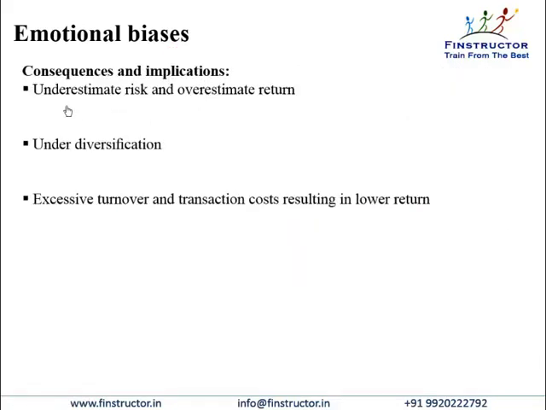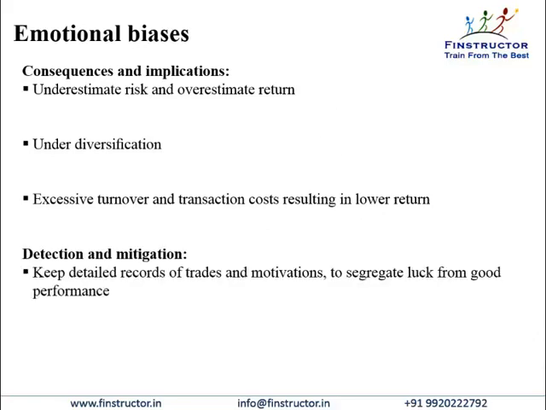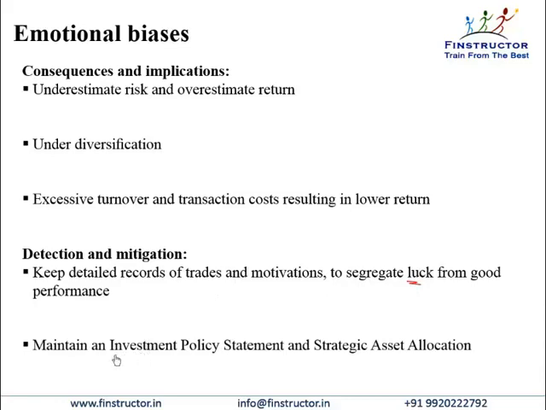Consequences of overconfidence is that investors underestimate the risk, overestimate the return, portfolios tend to be too concentrated, excessive turnover and transaction costs, which further eat into the returns. So the consequences are similar to the illusion of control. And again, we can only try to mitigate the emotional biases. They will be relatively tougher to deal with, but we can keep detailed records of trades and motivations to segregate luck from good performance, maintain an investment policy statement and a strategic asset allocation to begin with, and do your investments based on that broader construct so that you avoid under diversification and other related issues of overconfidence.